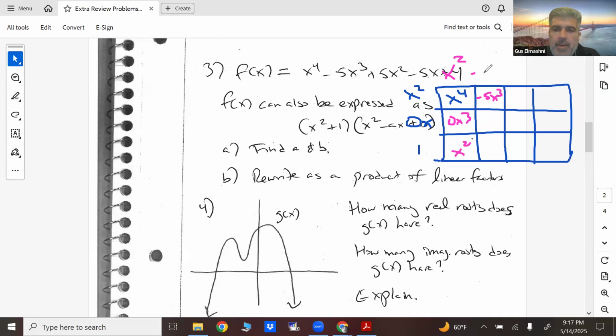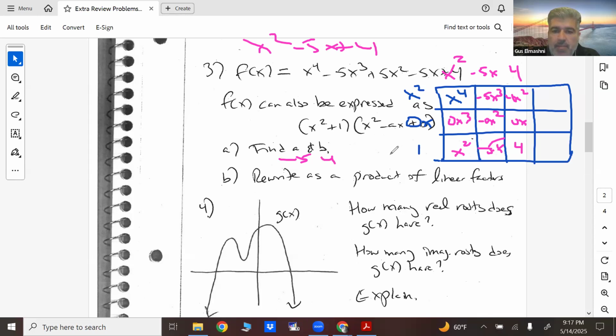That's going to be negative 5x. That'll be negative 0x squared, negative 5x. Now I have 5x squared, x squared minus 0x squared, so that's 4x squared. That's 4. That's 0x and 4, and that's exactly what I want. So I don't know why I did 4 columns, but that becomes x squared minus 5x plus 4. So my a is negative 5, and my b is 4.